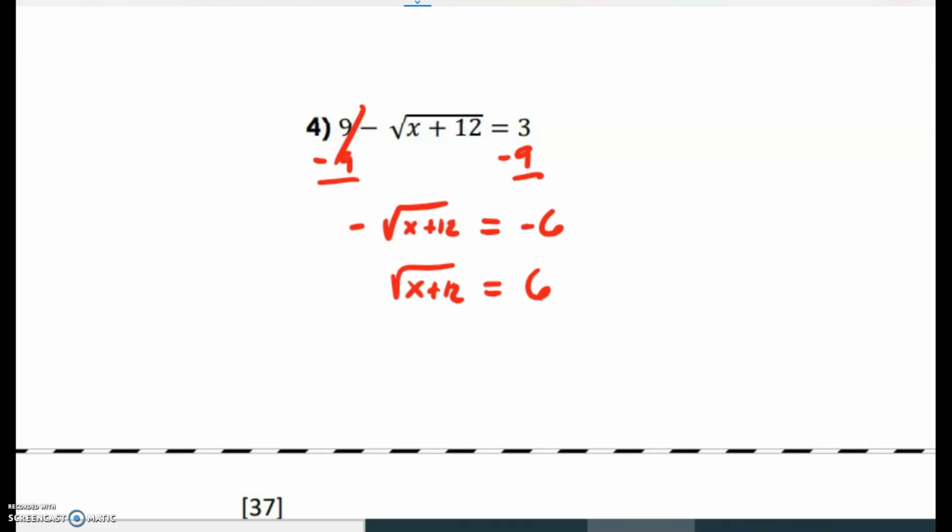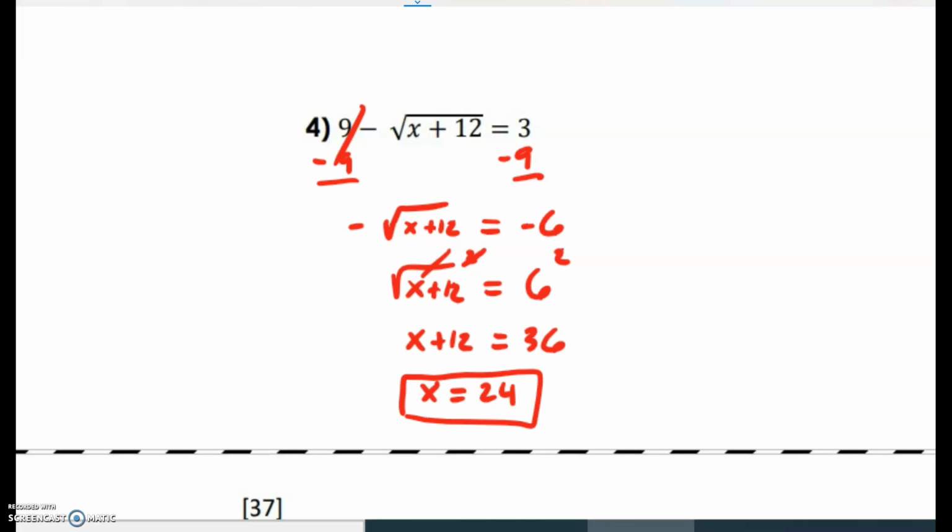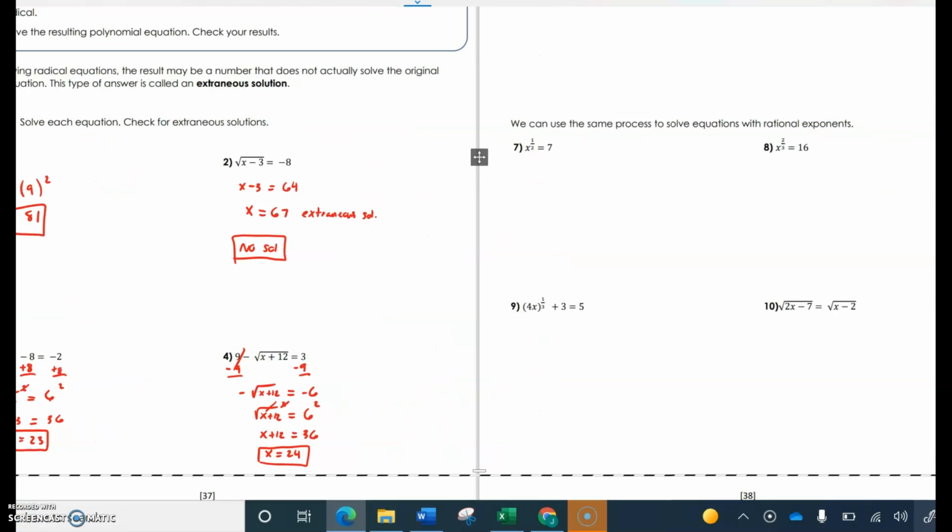Let's square both sides. That gets rid of my radical symbol. X plus 12 is equal to 36. Subtract 12. X is equal to 24. Confirm it. 24 plus 12 is 36. Square root of 36 is 6. 9 minus 6 is 3. All right, let's move over to the next page.